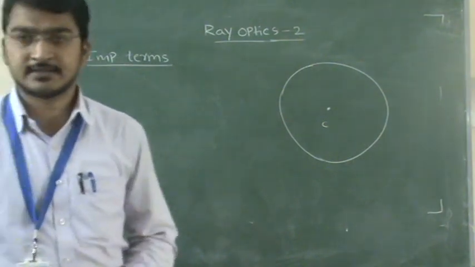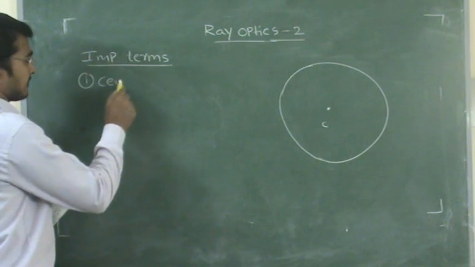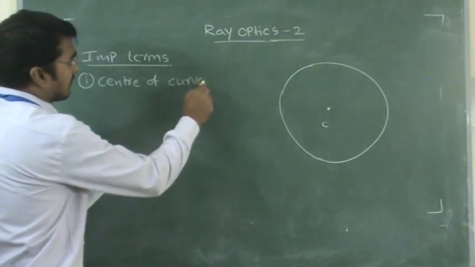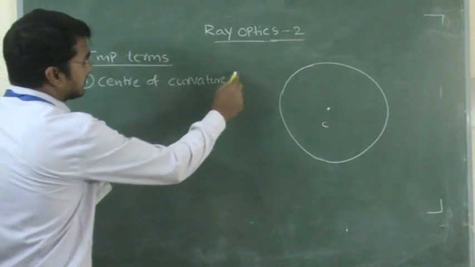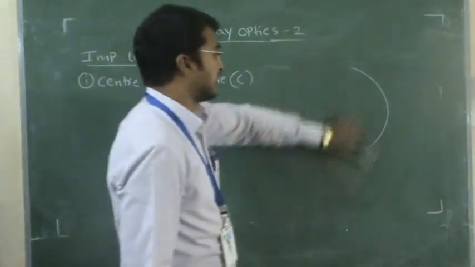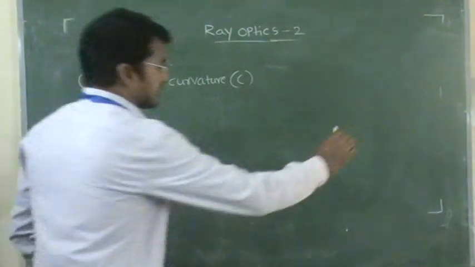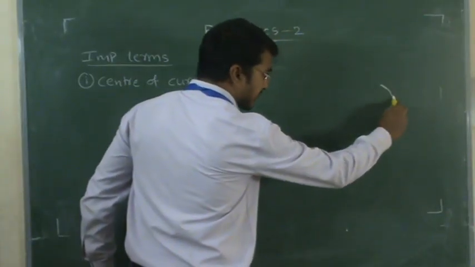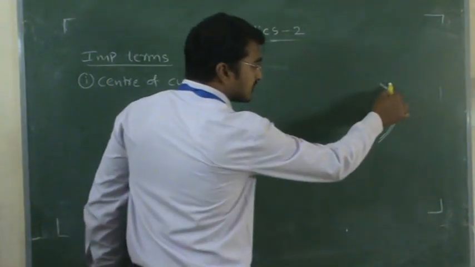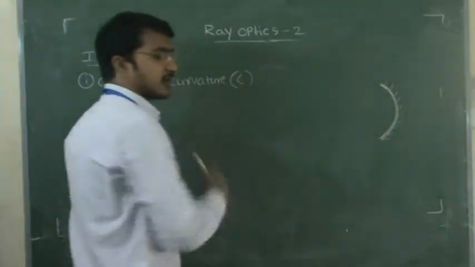Okay, first term is center of curvature. This is indicated with C. First point. What is center of curvature? I will take one mirror, which is a concave mirror. This is one concave mirror now. So coating outside, so the reflecting surface is towards the concave side.